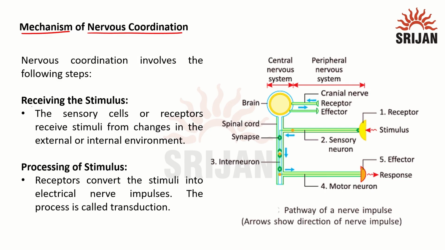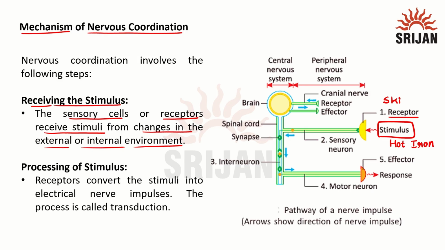It happens step by step, obviously. So, the first step is receiving the stimulus. The stimulus can be any external or internal stimulus. The sensory cells or receptors will receive the stimulus from changes in the external or internal environmental condition. For example, let's assume I touched a hot iron box. Now that is a stimulus. And who will be the receptor? The receptor will be my skin cells.